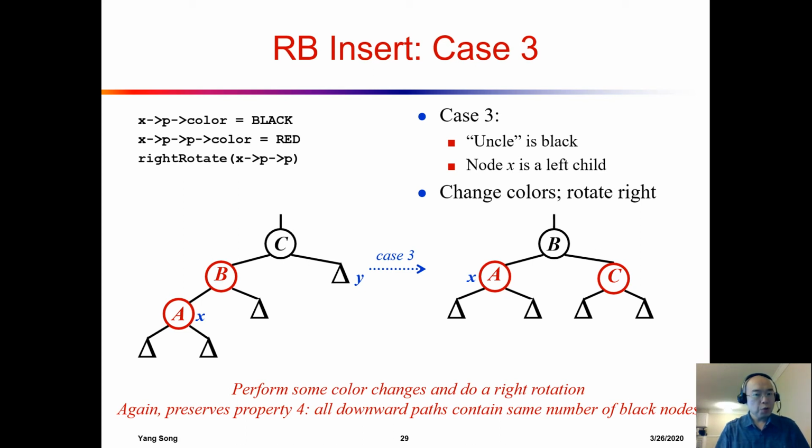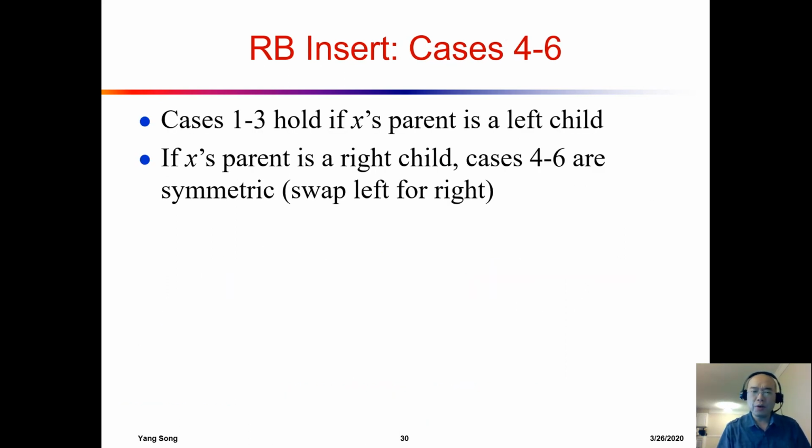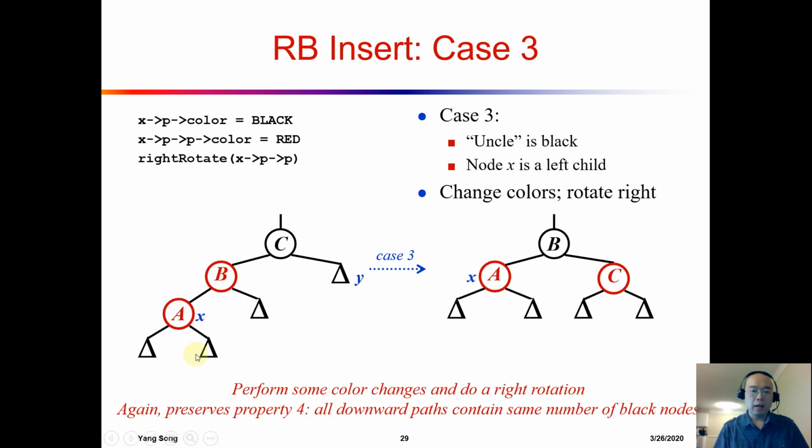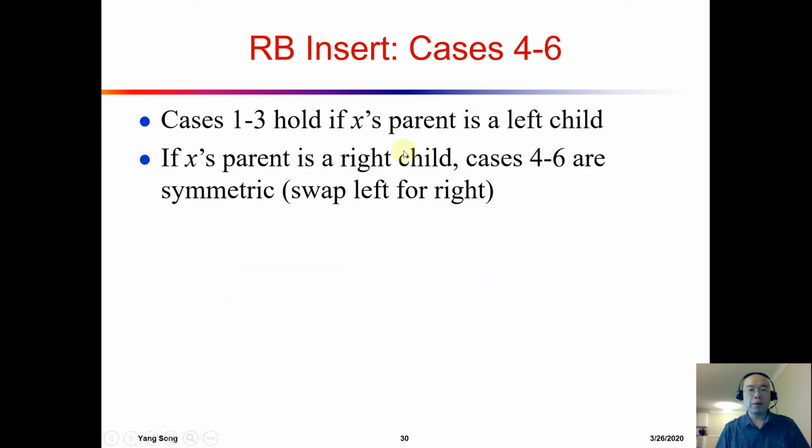You may find that's already hard enough. We have already talked about case one, case two, and case three. And guess what? We have case four, five, and six. The difference is that cases one, two, three hold if X's parent is the left child. If X's parent is a right child, then we go into cases four, five, and six. They are just symmetric to cases one, two, and three.